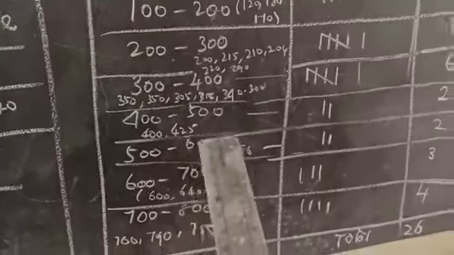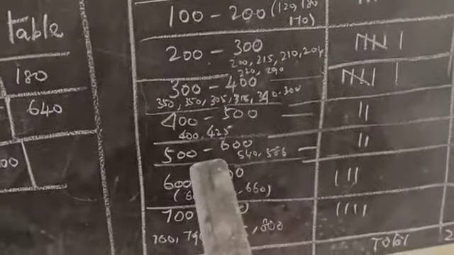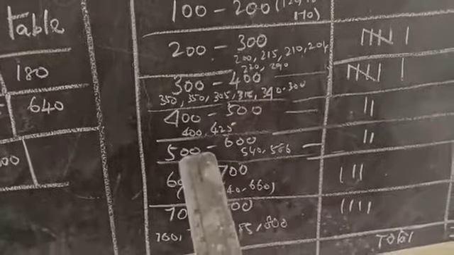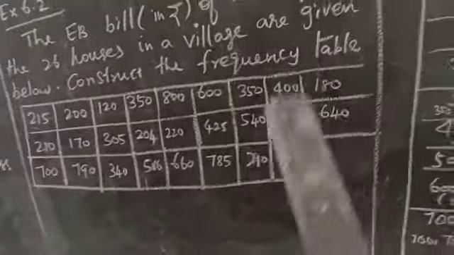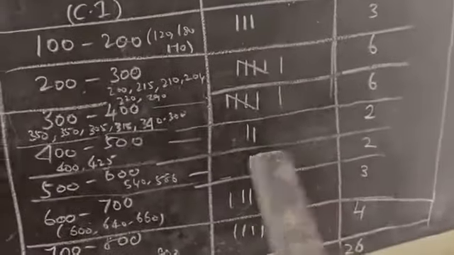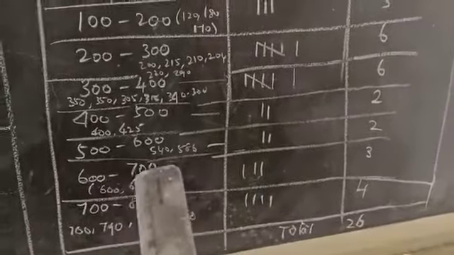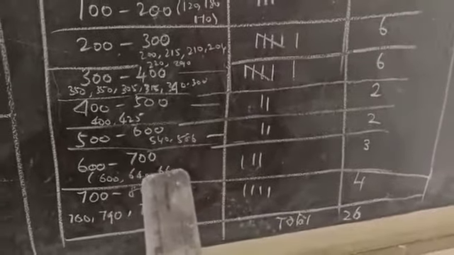Then 400 to 500. Here in this class interval we take 400 only. Okay, 500 is not taken. So listen, 400, 425. There are only 2 numbers. So 2.